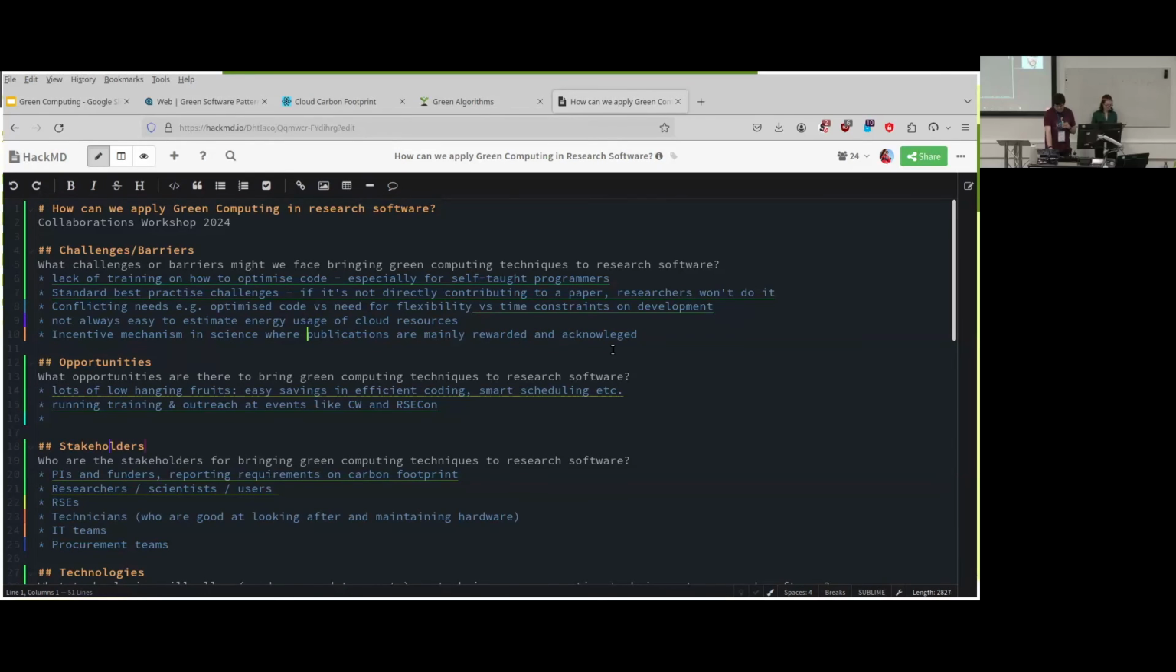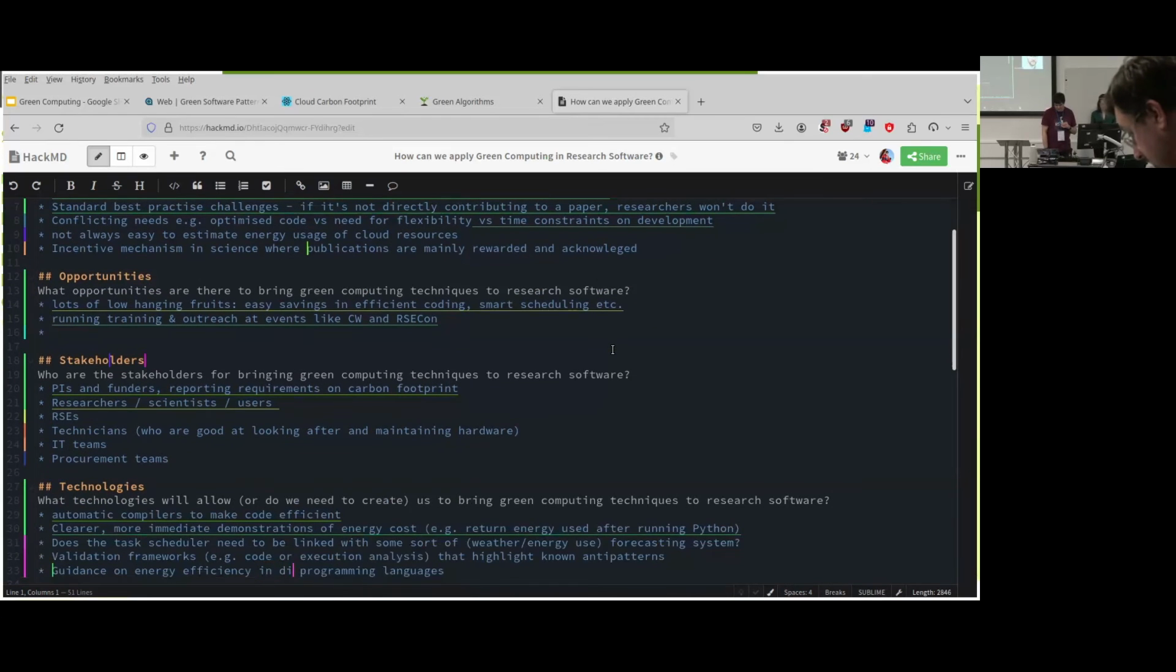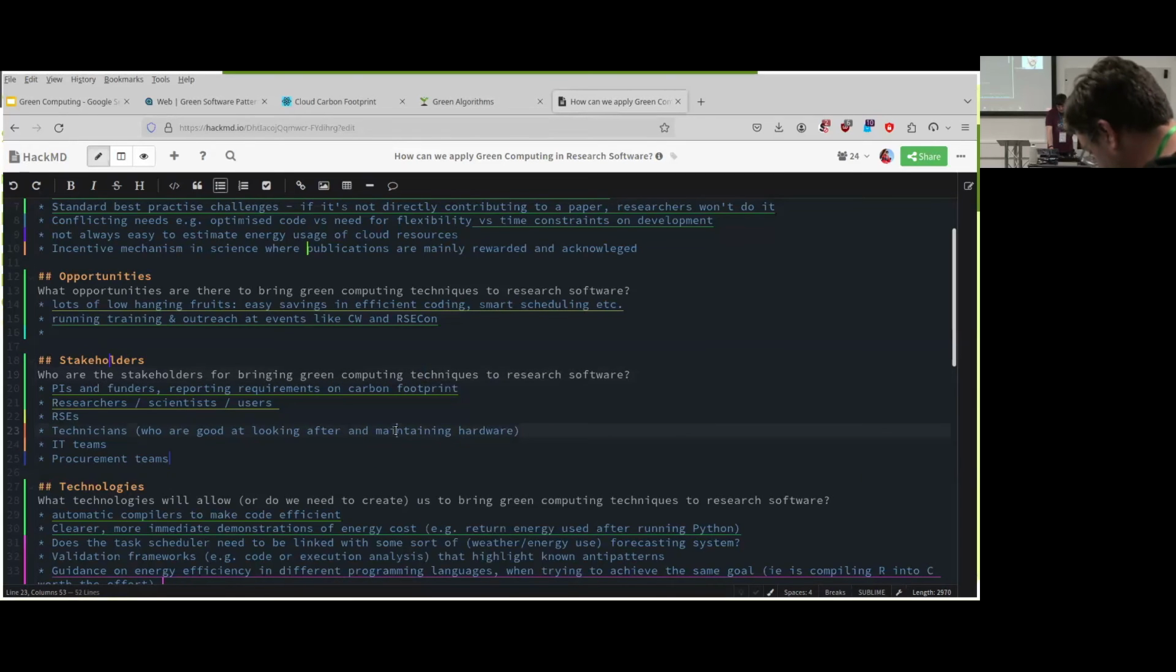Opportunities. So lots of low-hanging fruit, easy savings in efficient coding, smart scheduling. Running training and outreach events like this and at RSECon. I do wonder if we should rerun this event at RSECon perhaps. I'm also wondering if maybe there's scope for building training materials where we actually have a multi-hour or even multi-day training course aimed at research software engineers. So stakeholders: PIs, funders, reporting requirements, researchers, scientists, RSEs, technicians who are good at looking after maintaining hardware, and procurement teams and IT teams. Yeah, definitely.